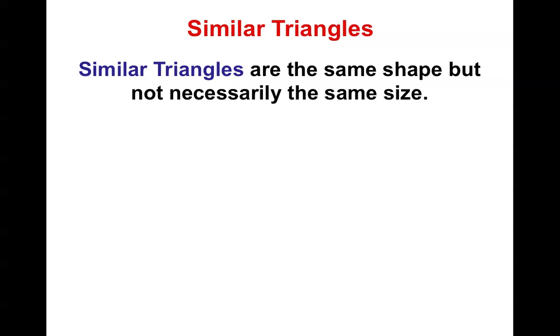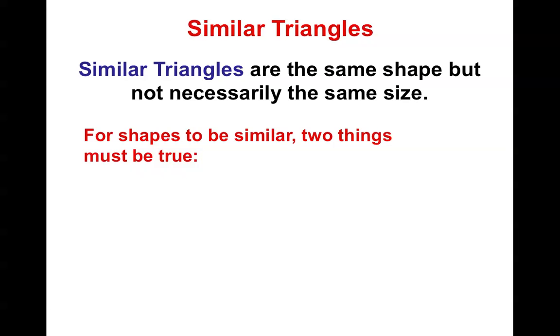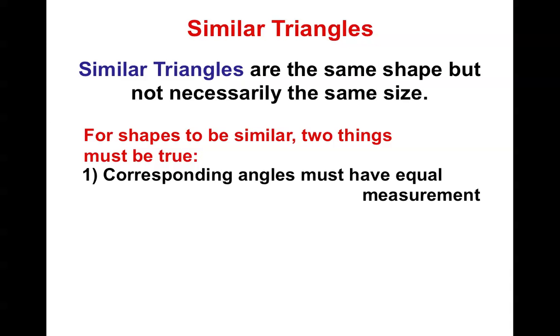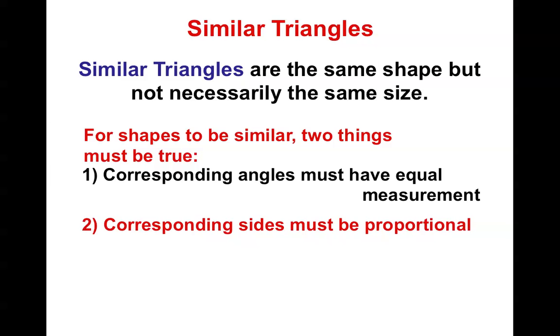Similar triangles are the same shape but not necessarily the same size, so they could either be enlarged or shrunk. For shapes to be similar, two things must be true. One, all the angles have to be of equal measurement, just like congruent triangles. Here's the difference. Corresponding sides do not have to be the same size, they only must be proportional. Let's see what that means.